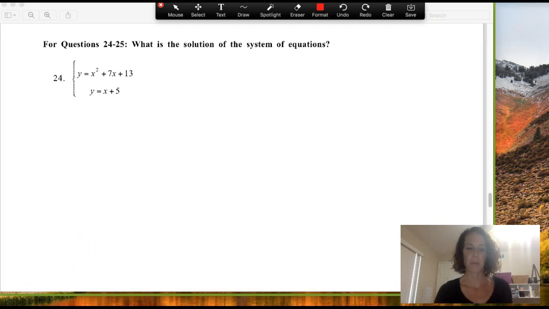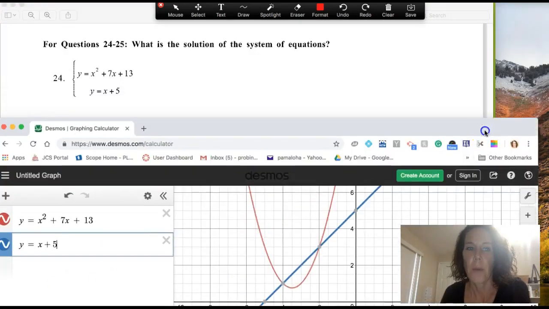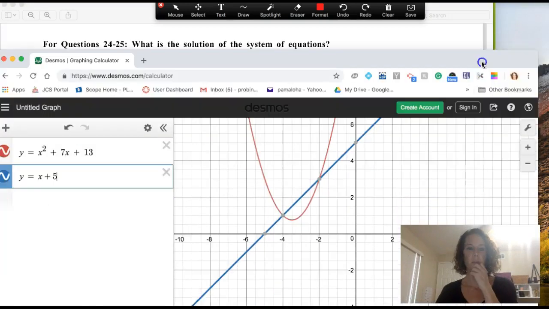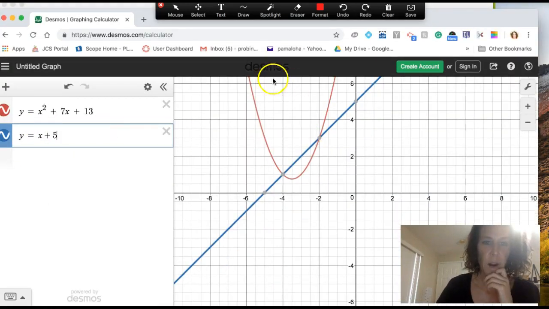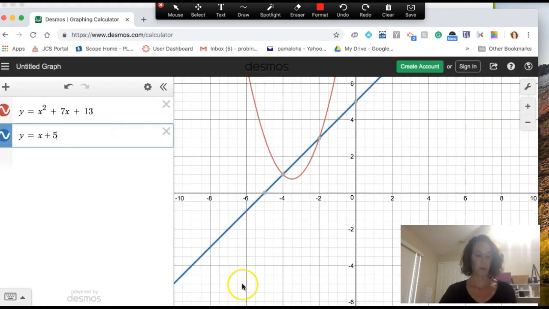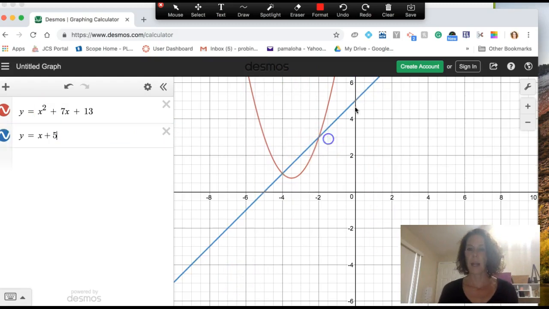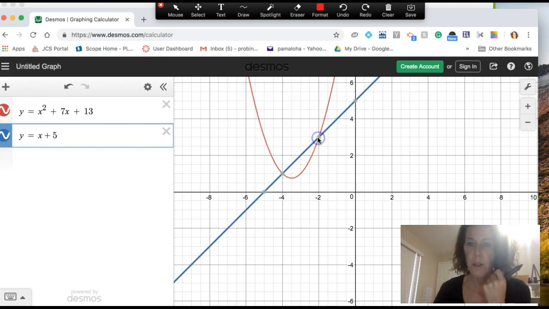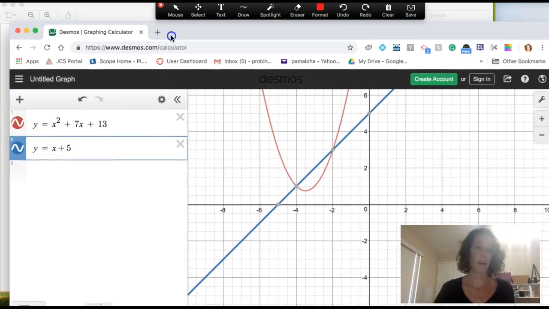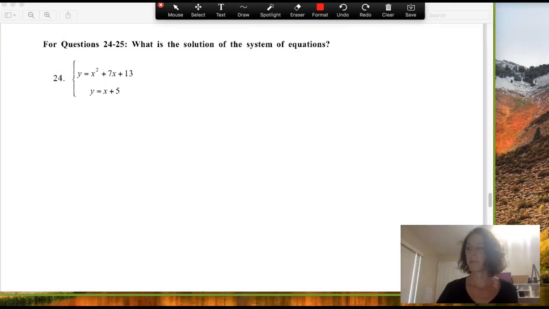I'm going to pull up Desmos real quick. Okay. I went ahead and pulled up Desmos and I typed in both those equations, and here they are. The red's the parabola, the blue is the line, and you can see here, I'm at the point -2, 3, and I'm over here at the point -4, 1. So graphing it on Desmos is super easy to figure out the solution, or if you have a graphing calculator, you do the same thing.